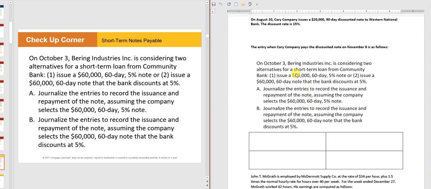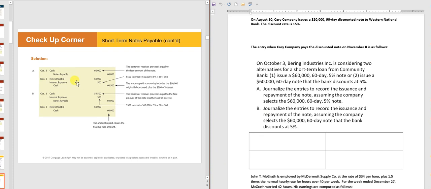So Bearing Industries is considering two alternatives for a short-term note. This will show that basically you would rather have a regular note than a discounted note. Issue a $60,000 60-day 5% note, or $60,000 that's discounted at 5%. So we want the journal entry to record the issuance and repayment of the note. So I'm going to debit cash and credit notes payable. This will be my regular side, A.